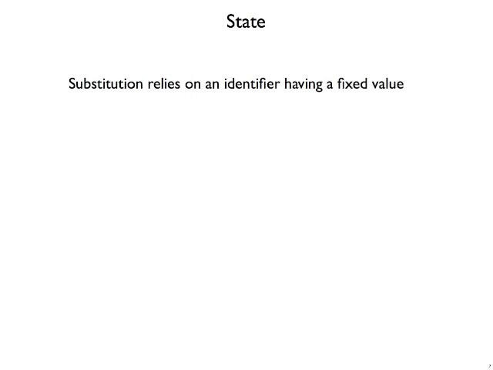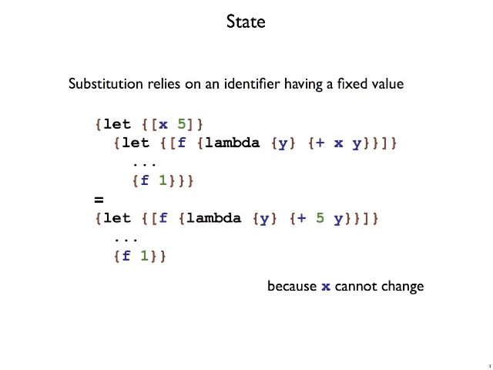Our current way of thinking about the evaluation of programs relies on substitution, and substitution relies on identifiers having fixed values. For example, if we have a program that binds x to 5 and has a function that refers to x, and that function is called later, we can substitute 5 in place of x and get the same program out. There's no way for the x to have meant anything different somehow between the time that f is bound and the time that f is called.